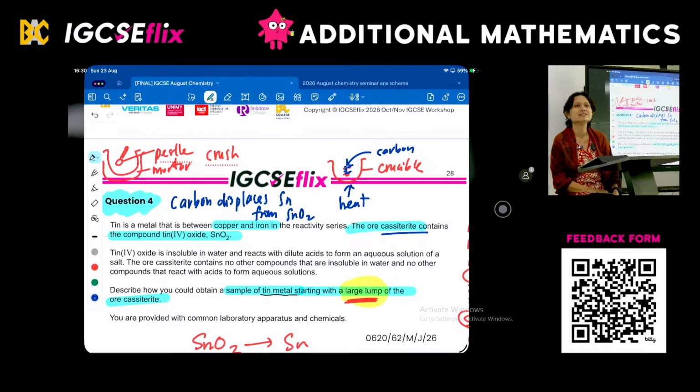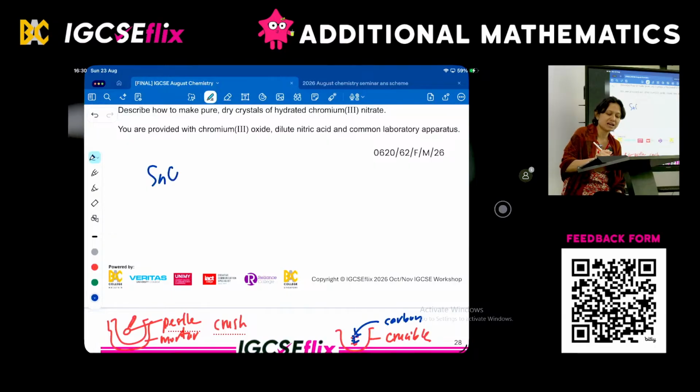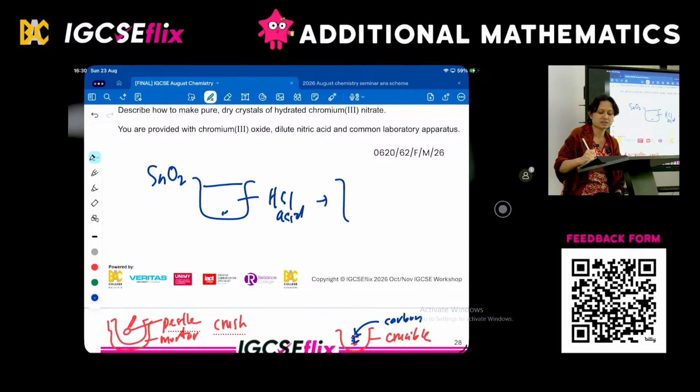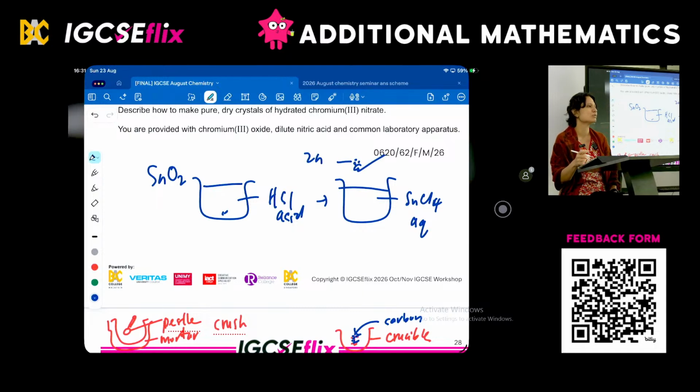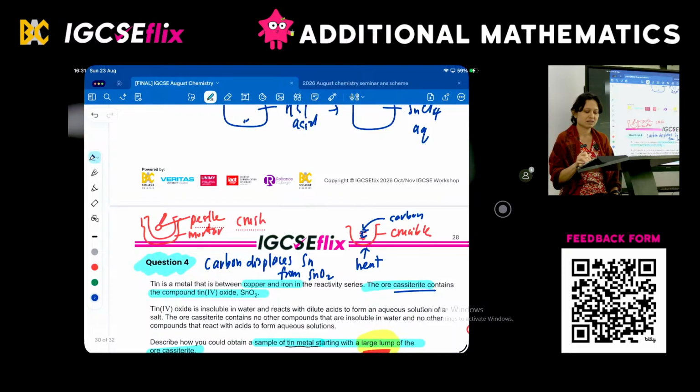You only add acid if you want an aqueous solution, because it's insoluble in water. That means the tin oxide, after you make it into powder, you add, let's say, hydrochloric acid. Then it becomes an aqueous solution, tin chloride, aqueous. Then you add zinc, then it displaces it. This one is very troublesome, so many steps.